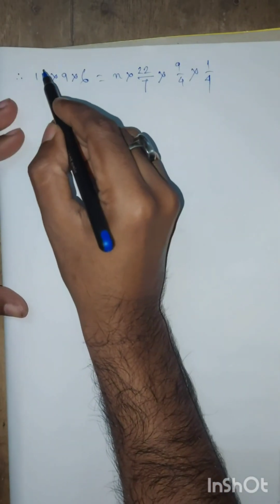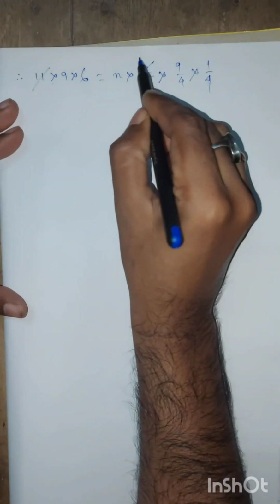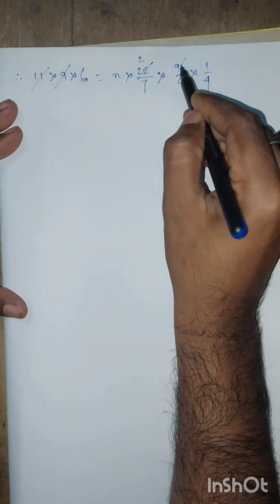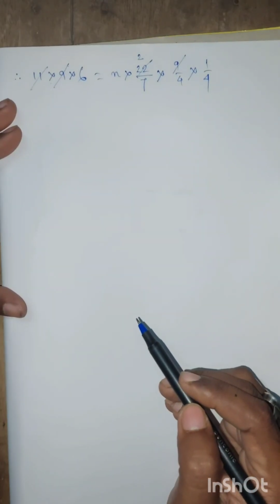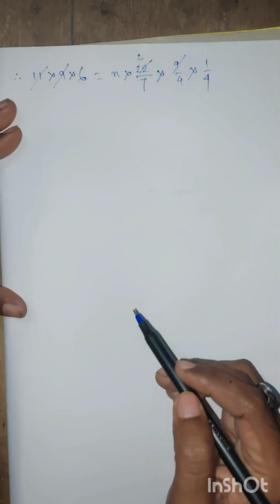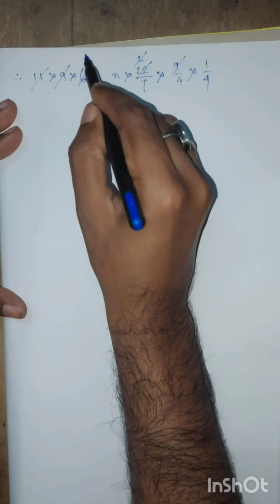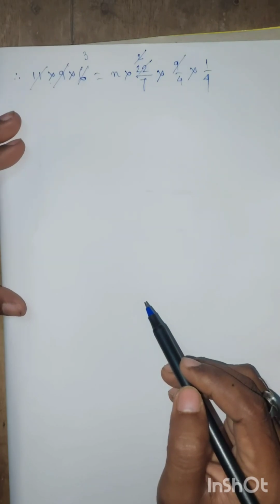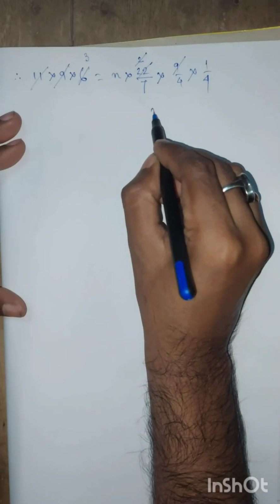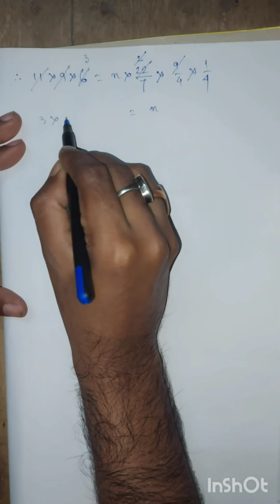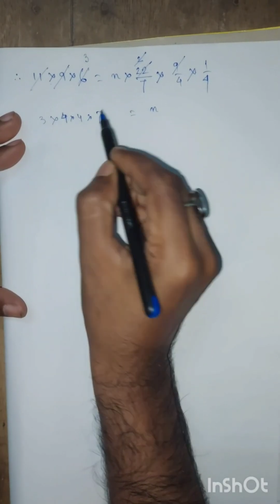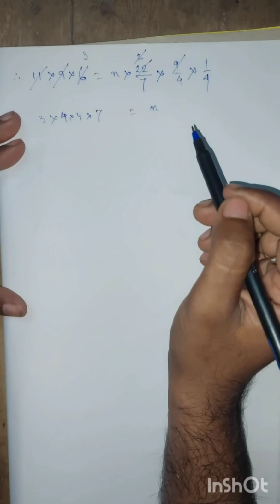So we can cancel 22 by 11. So this is 2. We can cancel 9 from both sides. We can cancel 6 by 2, which is equal to 3. So n is equal to 3 into 3 into 4 into 4 into 7. This is the value of n.